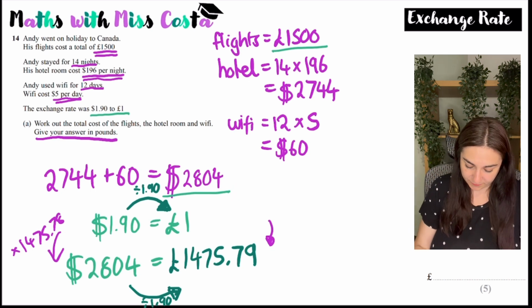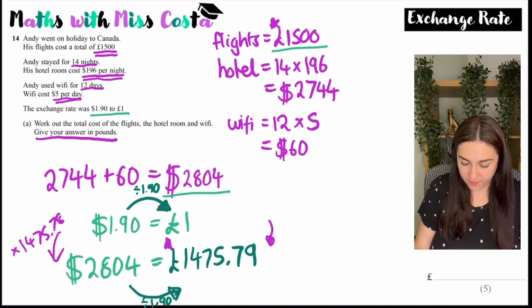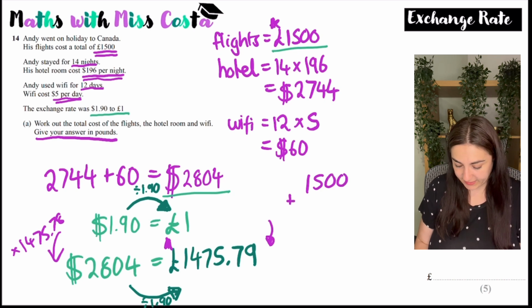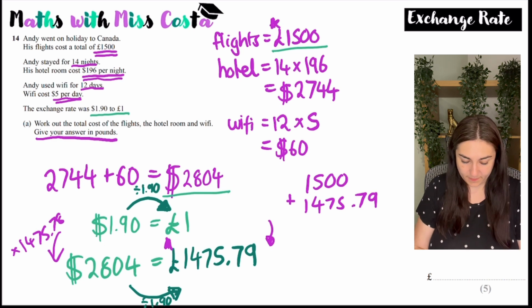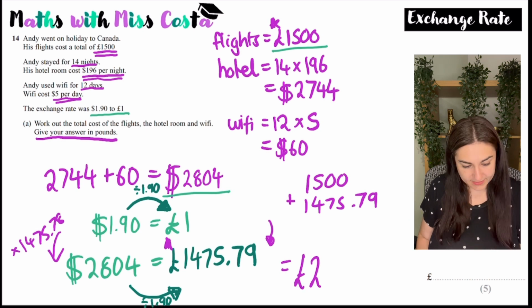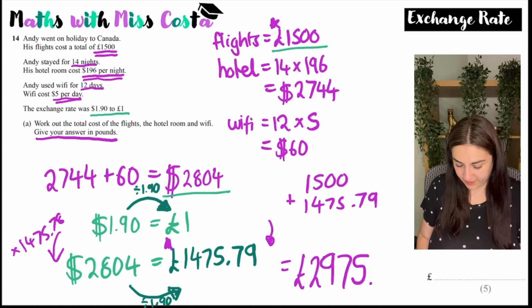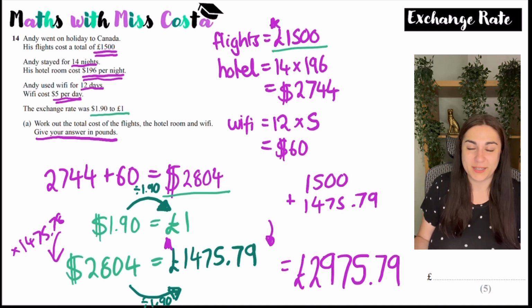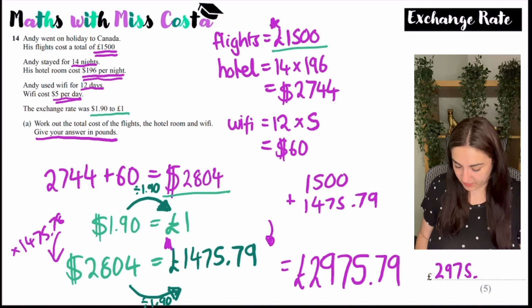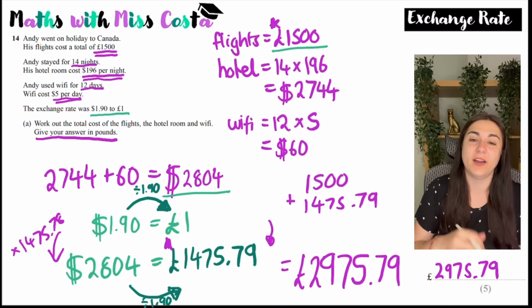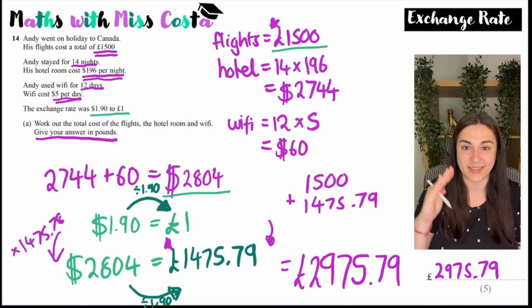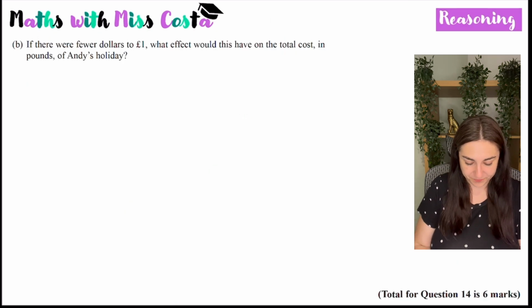And for your final answer, you just need to add 1,500 plus this. So 1,500 plus 1475.79 gives me £2,975.79. So I've just rounded it up because with money generally you round up. With money you don't have 0.798 pence. You always have two, like there's 100 pence in a pound, so you're always going to round that.